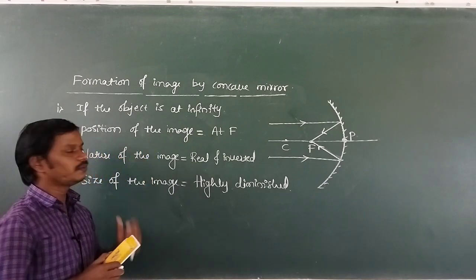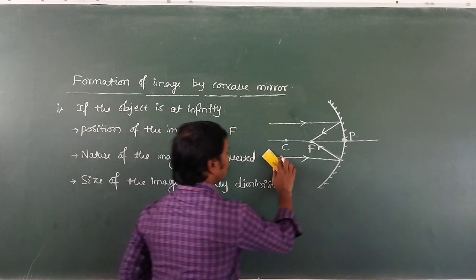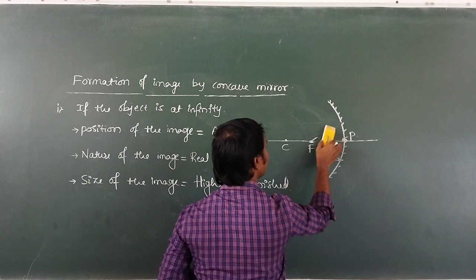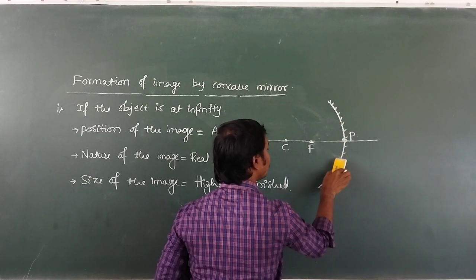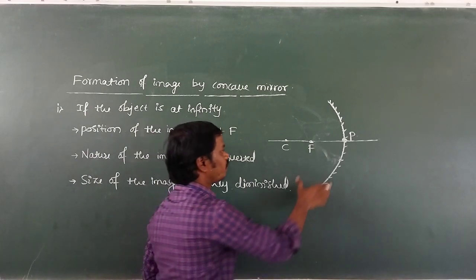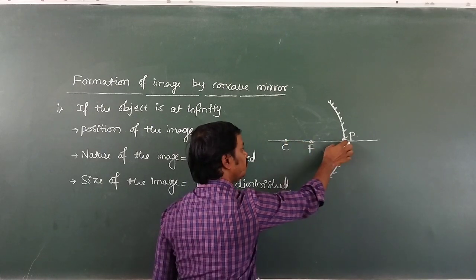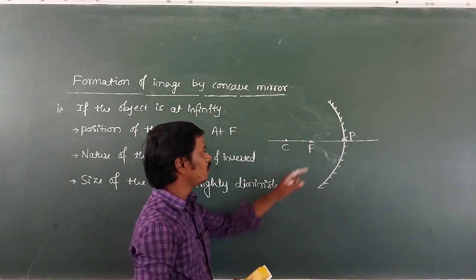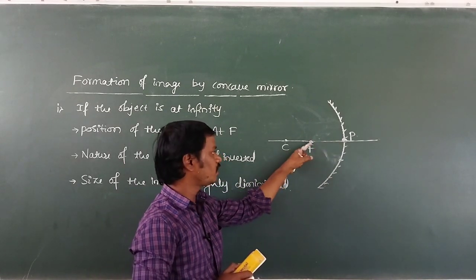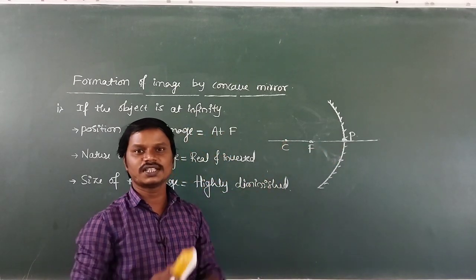Now this is the first case. Next, second case. Remember one thing here: while drawing the ray diagram you have to take accurate measurements. So if PF is taken as 2 cm, CF also 2 cm, then PC must be 4 cm.